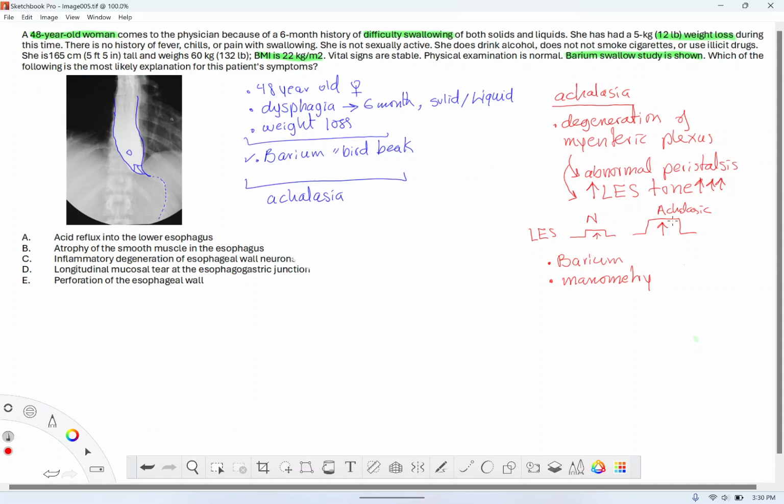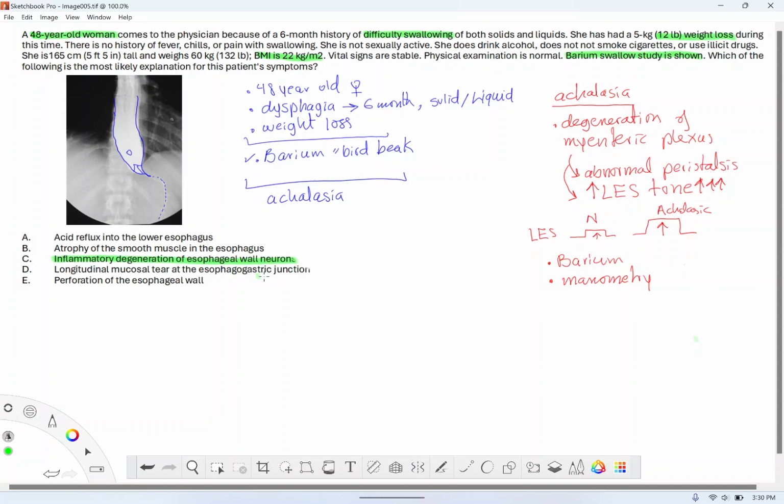Now that we know this is achalasia, let's look at our choices. Acid reflux into the lower esophagus, that would be GERD. Atrophy of the smooth muscle of the esophagus, that would be like in fibrosis, such as maybe scleroderma. Inflammatory degeneration of the esophageal wall neurons. Yep. Neuron is the myenteric plexus, so I'll choose that for now.